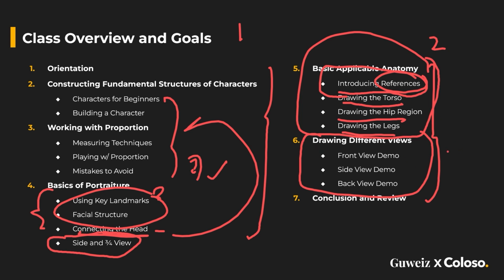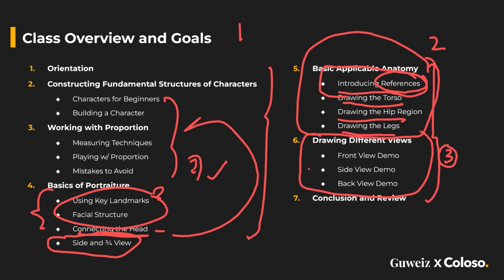You could count this as essentially the final part, where I'll be doing a lot of demonstration on the front view, on the side view, and on the back view of drawing a full character, starting from the basic construction, managing the proportion, using portraiture to draw the face and head, whichever direction we need it from, using basic applicable anatomy to make sure our character has reasonably accurate anatomy, like torso, hip, and legs. How are they placed? How do they look from certain angles, right? What are some of the connections that we need to get right?